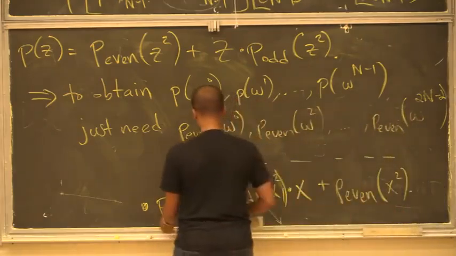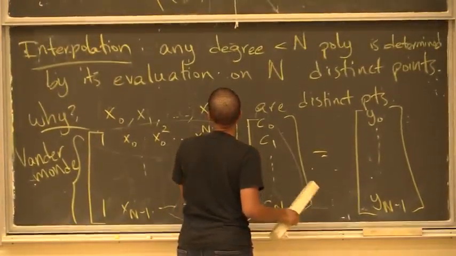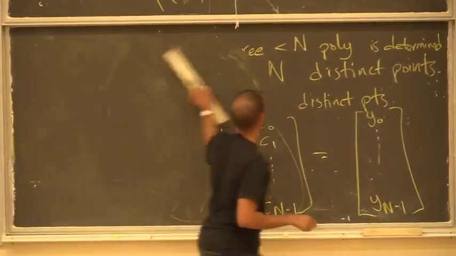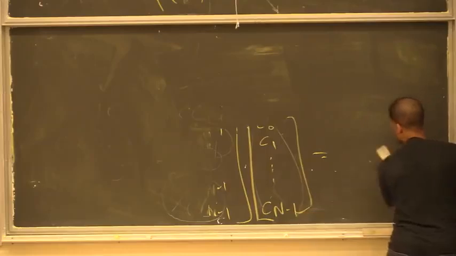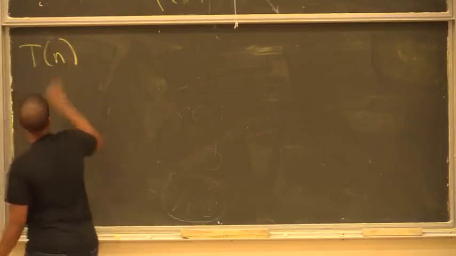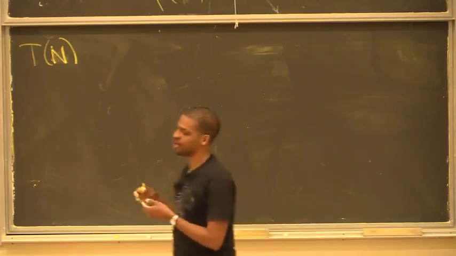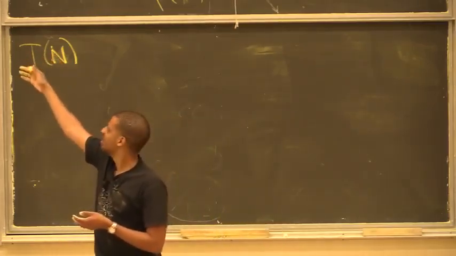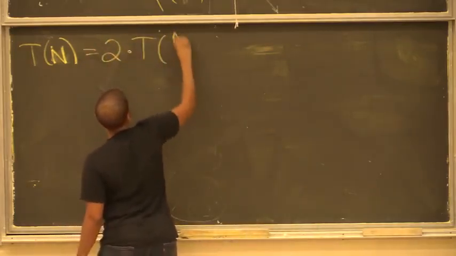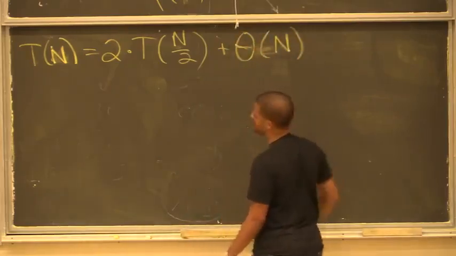So I can write down now a recurrence relation. The number of flops it takes to apply a degree at most n polynomial to these nth roots of unity, omega to the 0, omega to the 1, all the way up to omega to the n minus 1. Well, I have to do it twice for polynomials of degree at most n over 2, namely p odd and p even. And then I need to do some theta n work to combine the results.